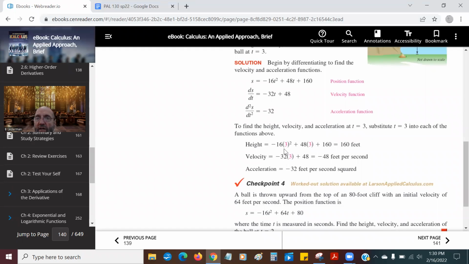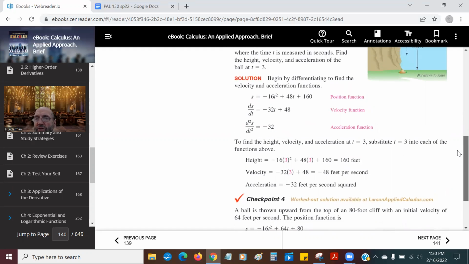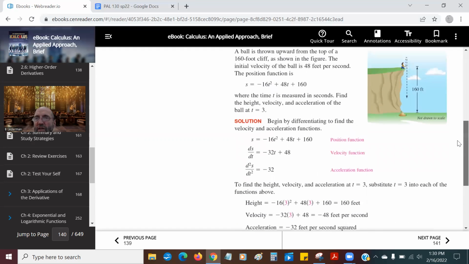Okay, so for height, I just plug in 3 and it crunches out to 160 feet. Now wait a minute, it started at 160 feet. So why is it that after 3 seconds? Because it went up, and then it came down. It took 3 seconds to go up and down to where it started, and then it continues down after that.